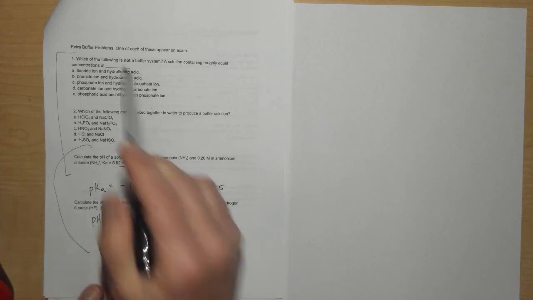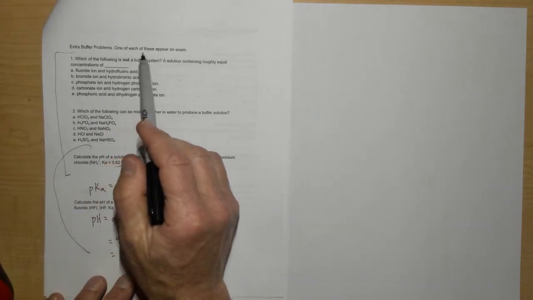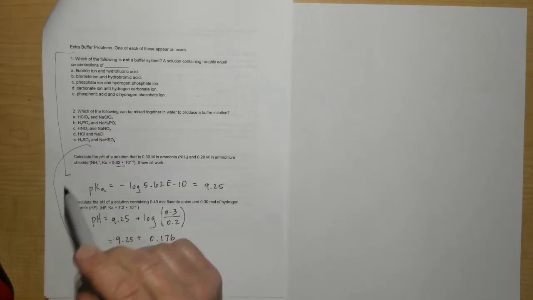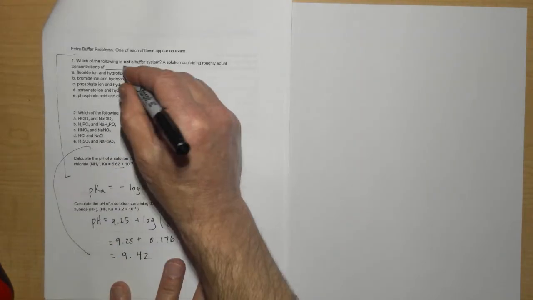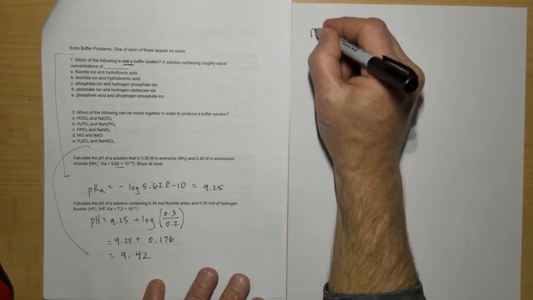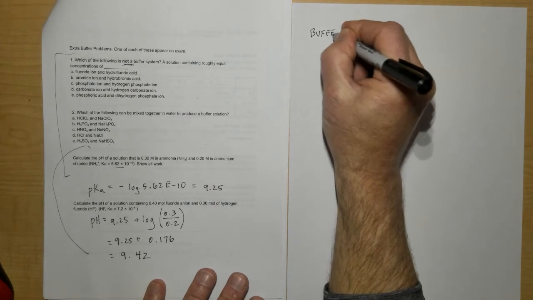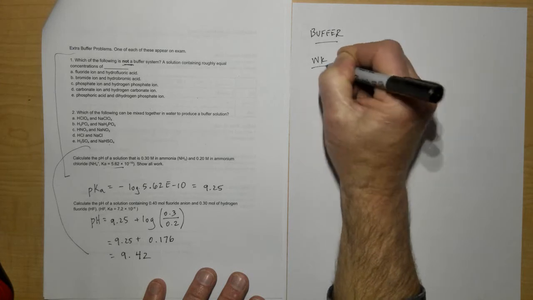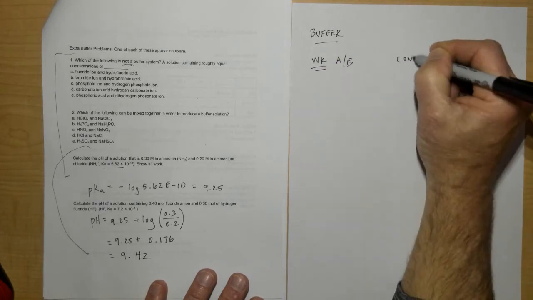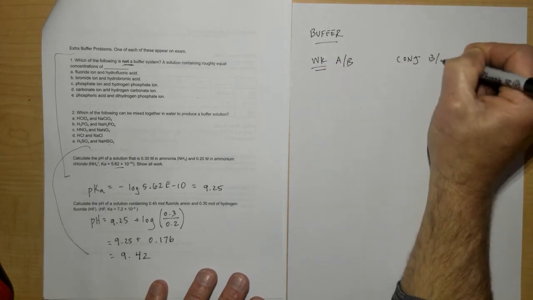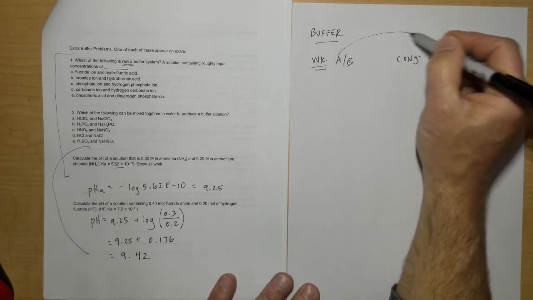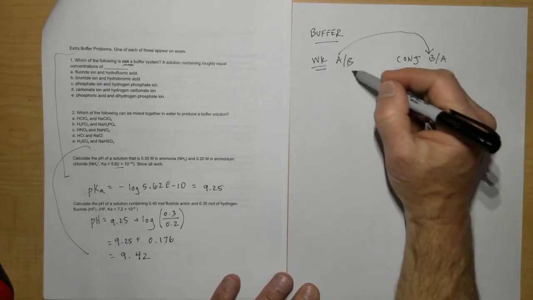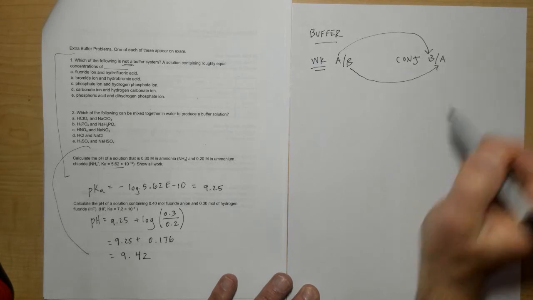Okay, so here are some extra buffer problems. Number 1 says, which of the following is not a buffer system? First of all, to be a buffer system, you need a weak acid or base. It's got to be weak, and then it has to have the conjugate of that acid or base. If there's a weak acid, it needs to have its conjugate base there. If it's a weak base, it needs to have its conjugate acid there.